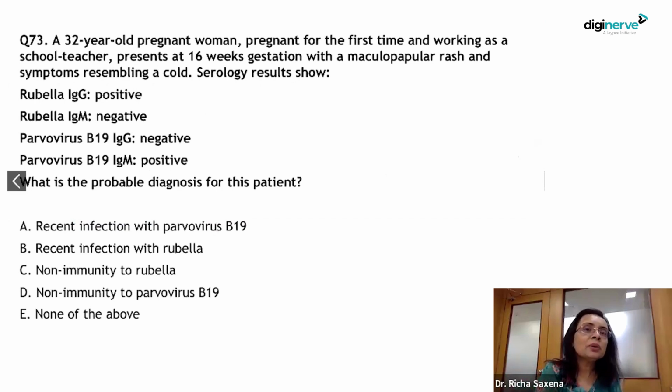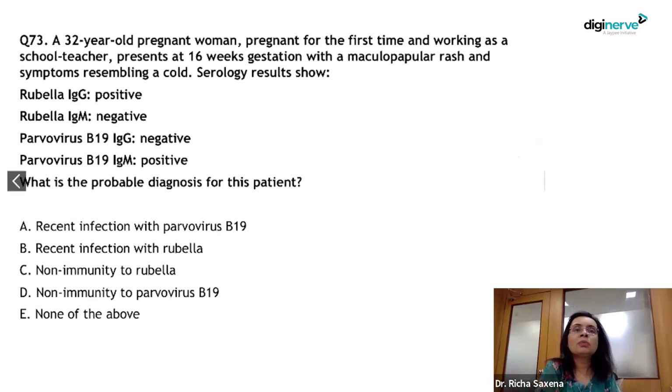A 32-year-old pregnant woman, pregnant for the first time and working as a school teacher, presents at 16 weeks of gestation with a maculopapular rash and symptoms resembling a cold. Serology results: rubella IgG positive, rubella IgM negative, parvovirus B19 IgG negative, parvovirus B19 IgM positive.